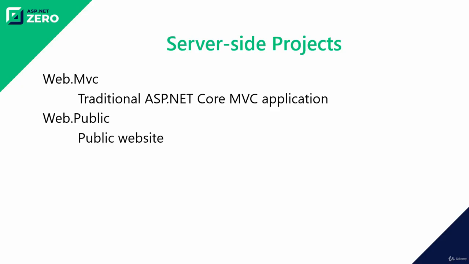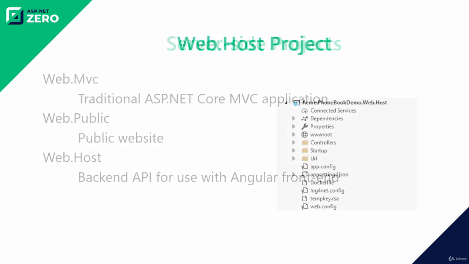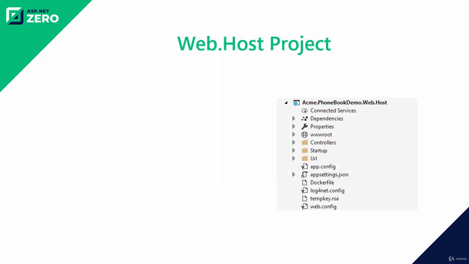But as mentioned, the one that we are using in this course is the web host project, which is hosting an API for use from the Angular client-side code. In itself, it won't have any UI code in there really. Let's explore this project in a bit more detail now. The web host project in our solution is an ASP.NET Core project. As mentioned, its sole purpose in life is exposing the server-side functionality over an API.